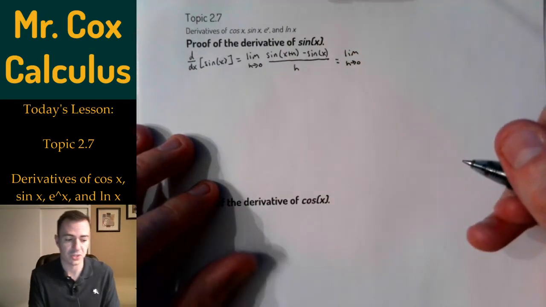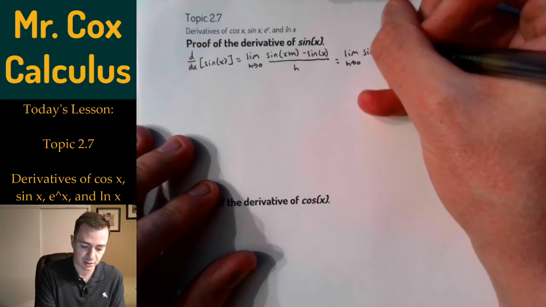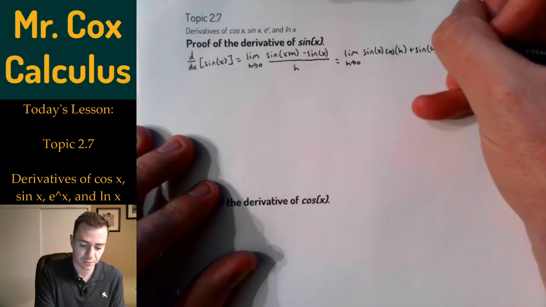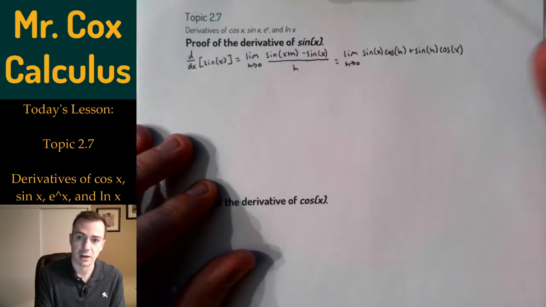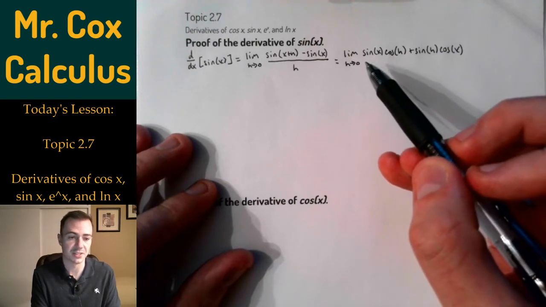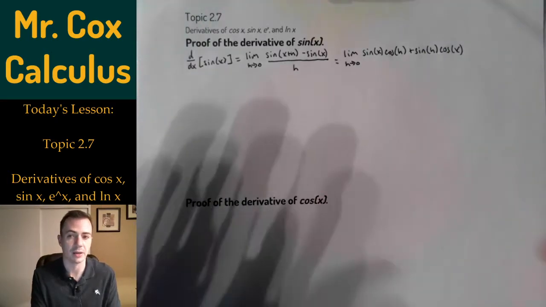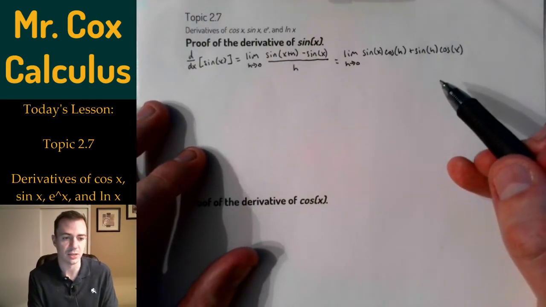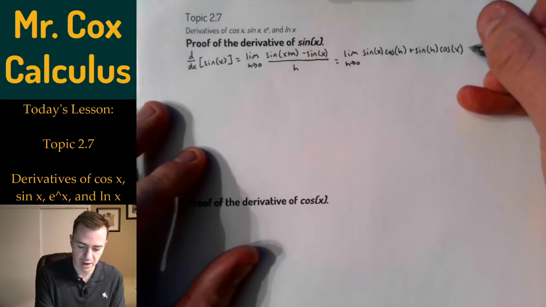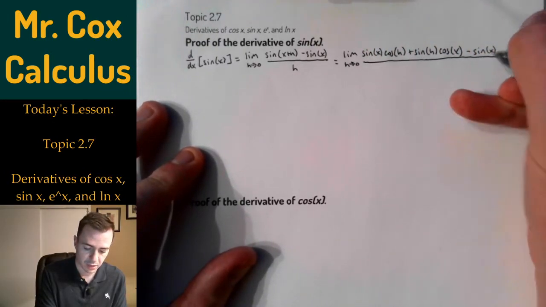The limit as h approaches 0. The sine of x plus h is equal to the sine of x times the cosine of h plus the sine of h times the cosine of x. So the sine stays the same for addition. I still have a plus here. But it's the sine of one thing times the cosine of the other, and then it's the sine of the other thing times the cosine of the other. That's what that angle addition identity you learned for sine looks like. So this is sine of x plus h, and then I want to subtract off the sine of x, and this is all over h.